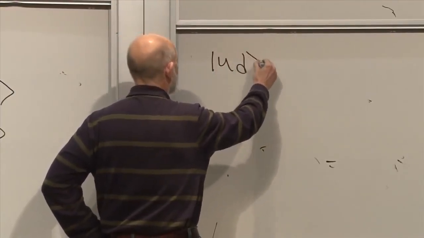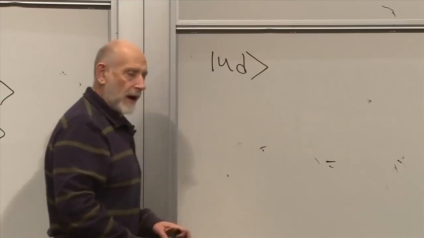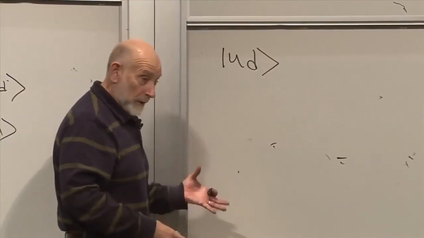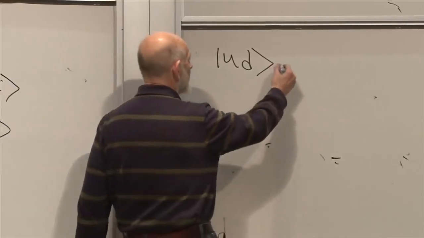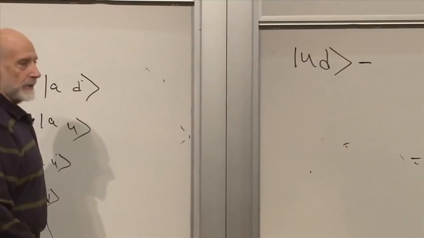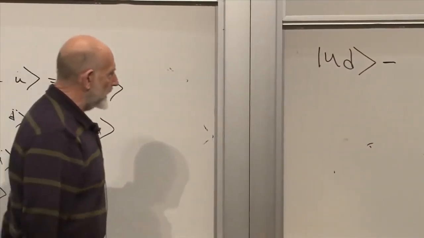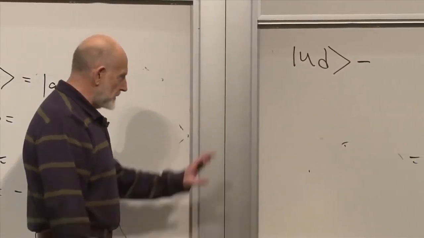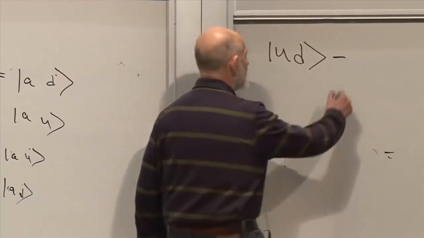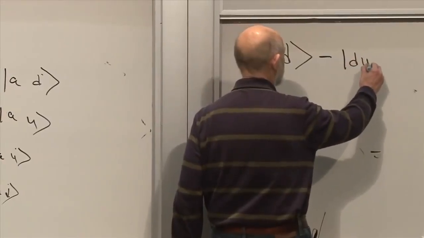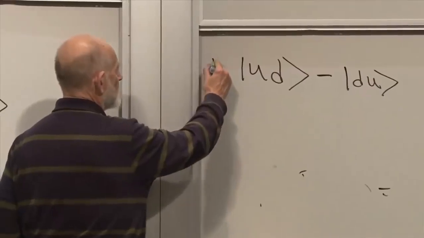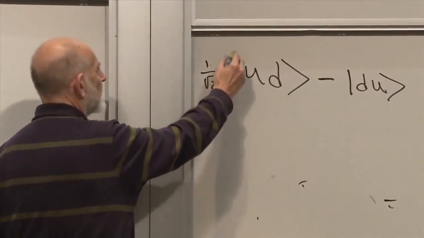Up, down. There are many highly entangled states, maximally entangled states. I'm writing one particular one. Minus, and I'm putting the minus here just because I happen to know that it has a particular property, which is not so important at this stage, but let's put the minus there. Minus down, up. 1 over square root of 2, of course. 1 over square root of 2 times the whole thing.